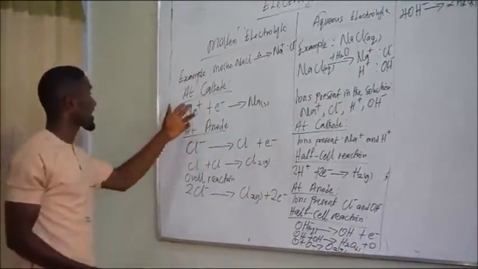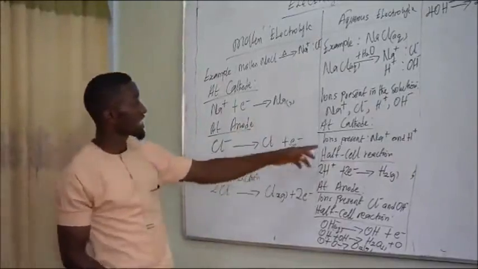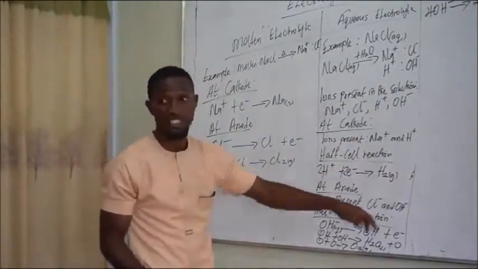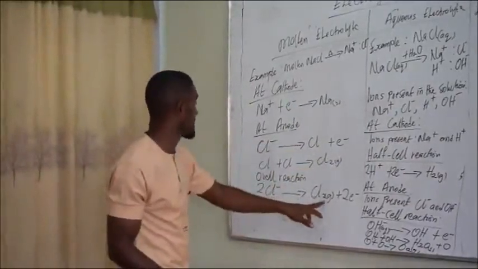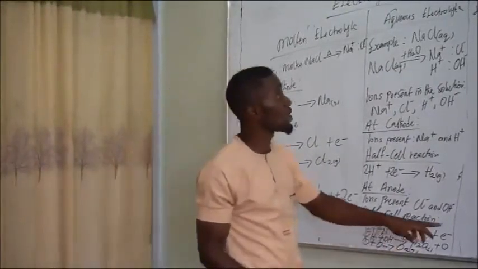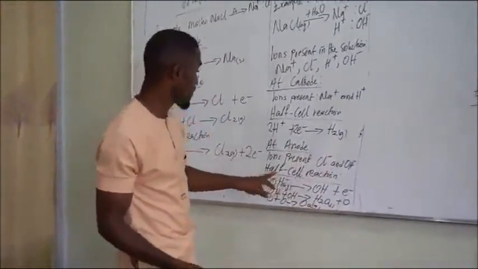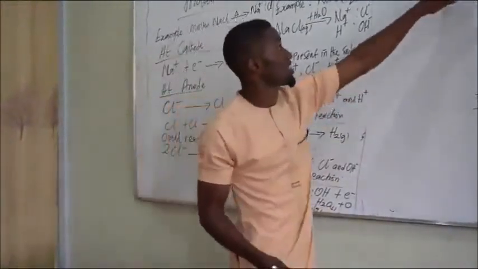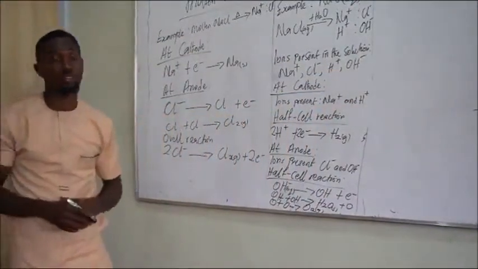And at the cathode, the sodium metal is deposited. But at the cathode of this one, we have hydrogen gas deposited. Then at the anode, we have chlorine gas deposited. But in this particular one, we have at the anode, oxygen deposited. So these two things are different things altogether.